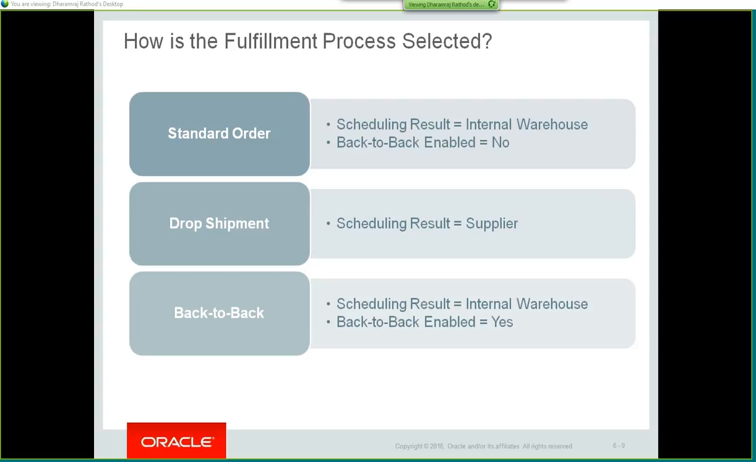If the scheduling result is supplier, meaning you have your dropship item, and the sourcing rule says to procure it from the supplier, and it is not a back-to-back item, then it will be a dropship flow. Another flow is back-to-back, where it is a back-to-back item and the scheduling result is the internal warehouse. So it will say, go ahead and use the back-to-back flow. So these are the various flows which you would pick based on the attributes and the configurations defined in sourcing rules.